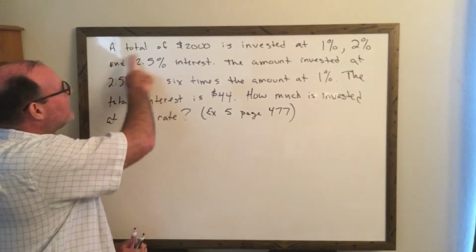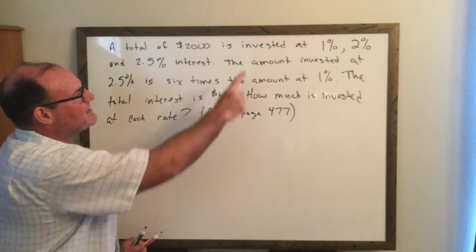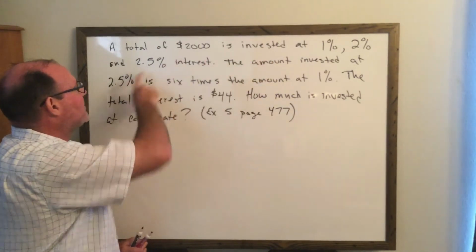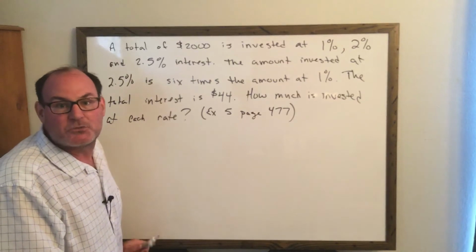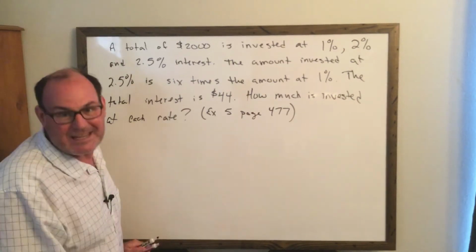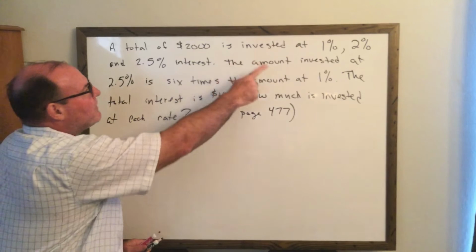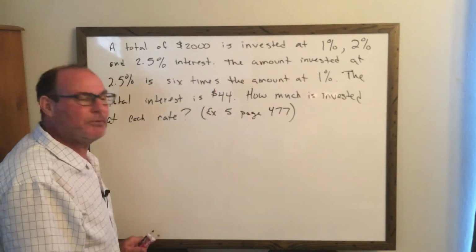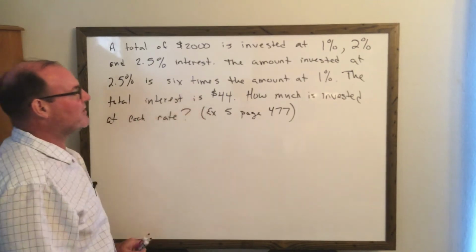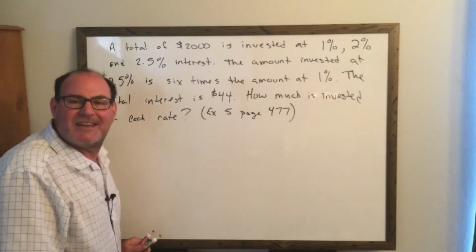So we have a total of $2,000 to be invested at 1%, 2%, and 2.5%. Not great interest rates, but we're just trying to keep the numbers relatively simple so you will stay sane. The amount invested at 2.5% is 6 times the amount at 1%. The total interest is $44. How much is invested at each rate?